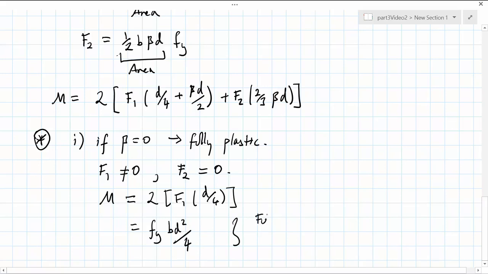And this is what we call the full plastic moment capacity for a rectangular section, and this is sometimes referred to as M subscript P.